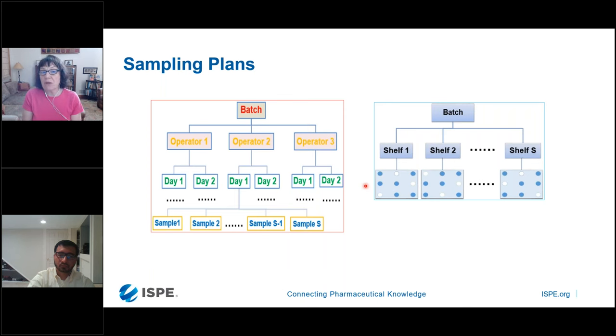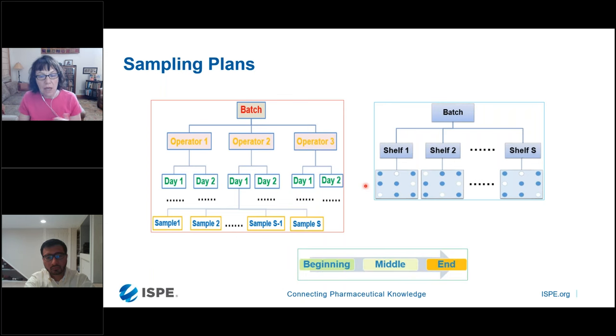I mentioned something called variance components. We can apply a very lovely and powerful analysis called variance components that says how much variability comes from the shelves, how much comes from the location in the shelves, how much comes from batch to batch, to show that we understand that intra and inter batch variability that was specifically noted, if you remember, in those warning letters.